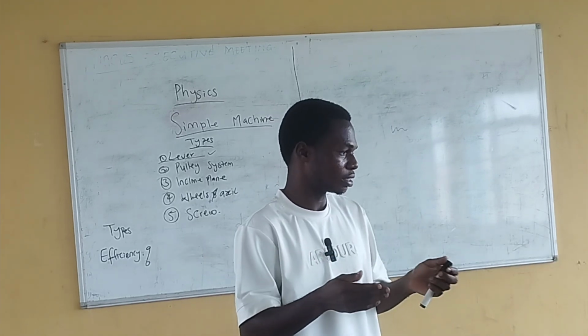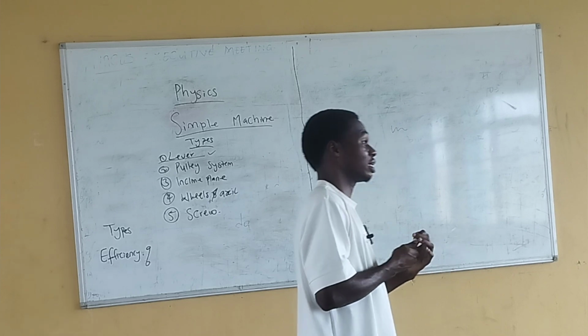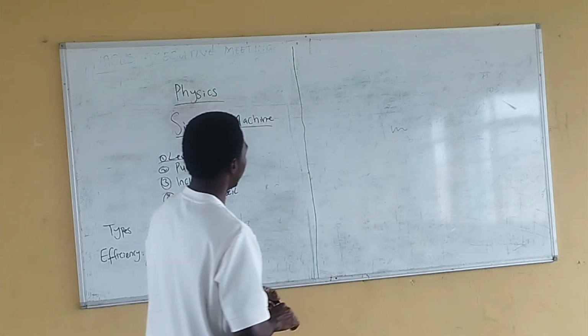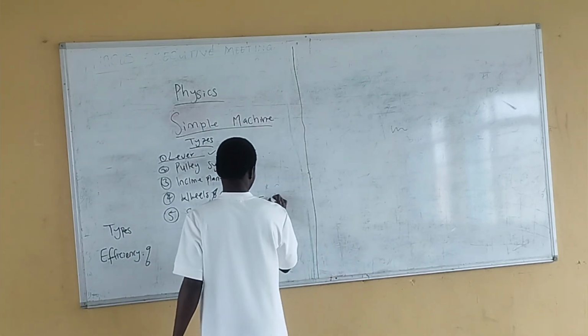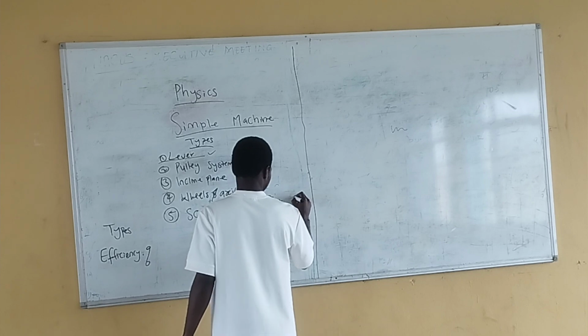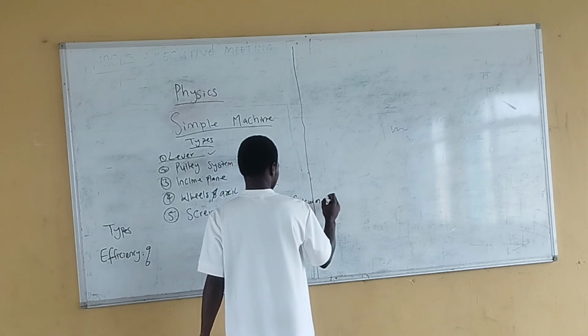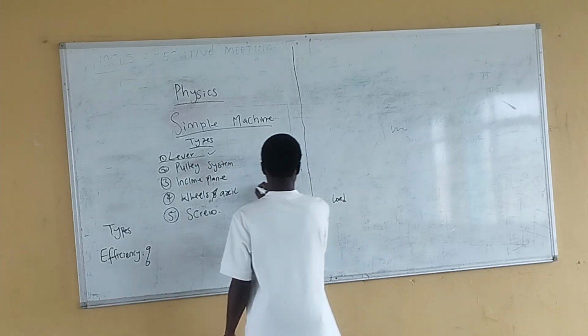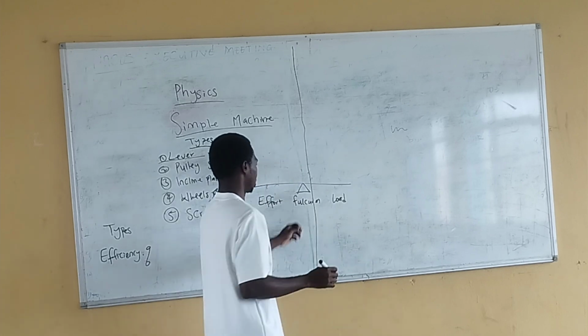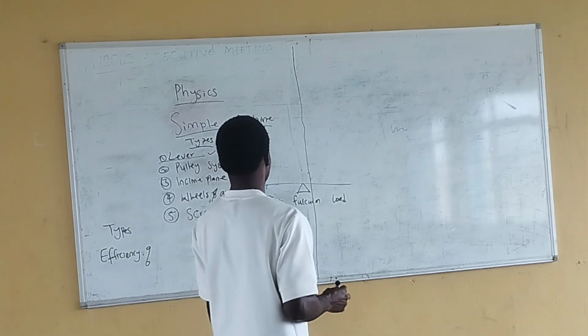First class levers are machines where effort, fulcrum, and load are usually arranged in that order. Effort, fulcrum, and load. This is for first class.